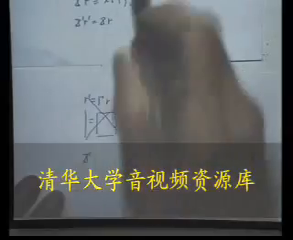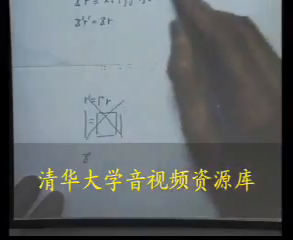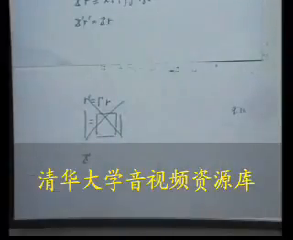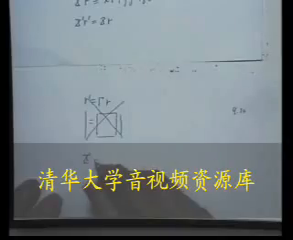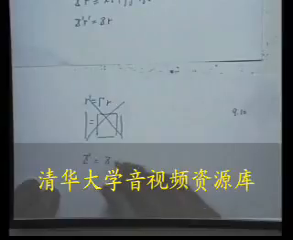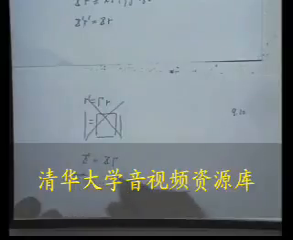X prime is equal to i prime, j prime, k prime. Now, i prime is a linear combination of i, j, k. And j prime is the new y-axis, a linear combination of i, j, k. k prime is a linear combination of i, j, k. So therefore, x prime is equal to x times a matrix gamma. This is a row, this is a row, this is a column.